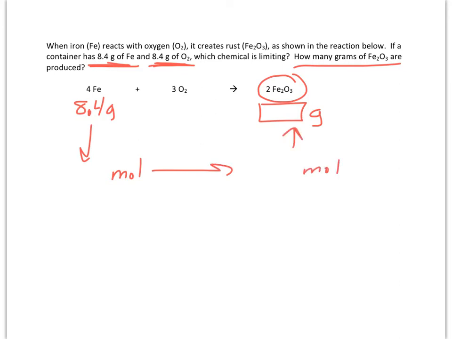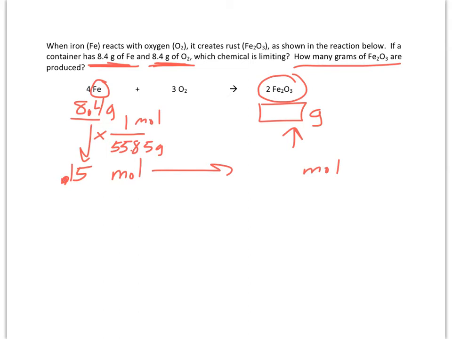So to do this, I need to know the molar mass of Fe, which is 55.85. So I'll convert this to moles. So for every 55.85 grams, there is 1 mole of Fe. So that makes sense. 8.4 divided by 55.85 is about 0.15 moles. Again, if I have 8 grams, I have far less than it takes to get a full mole of iron, so 0.15. That makes sense.